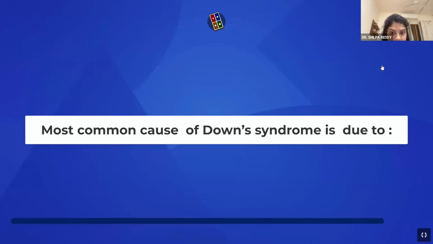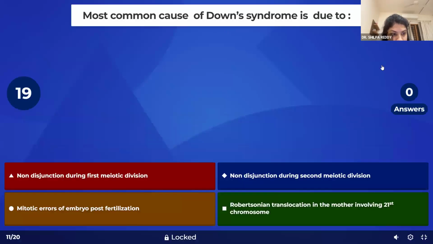Most common cause of Down syndrome is due to non-disjunction during first meiotic division, non-disjunction during second division, mitotic errors, or Robertsonian translocation?